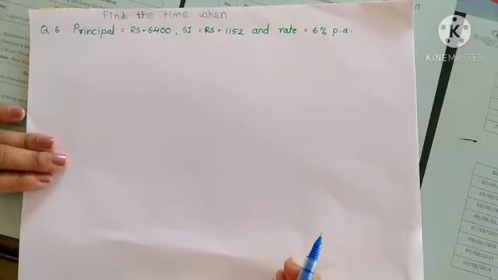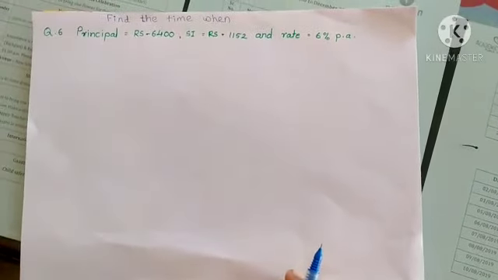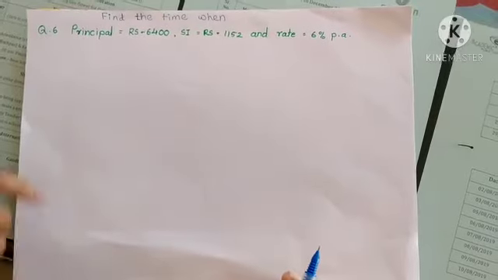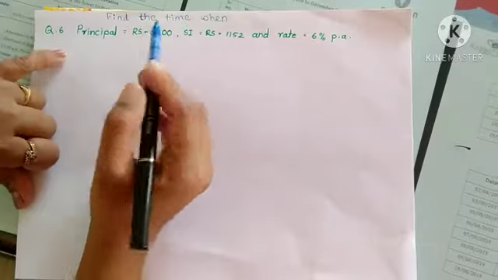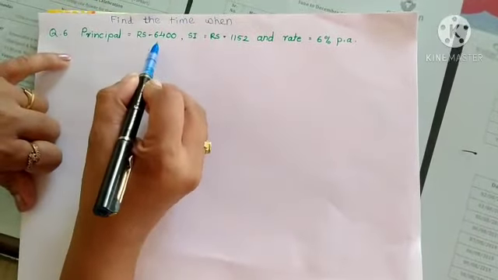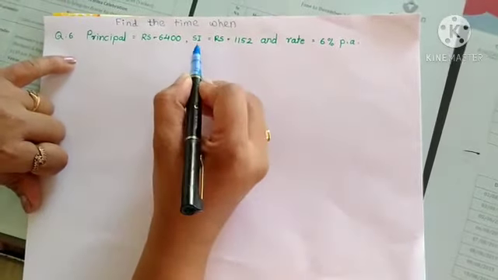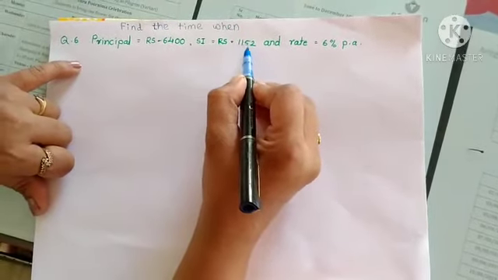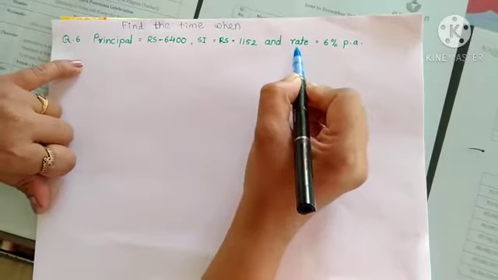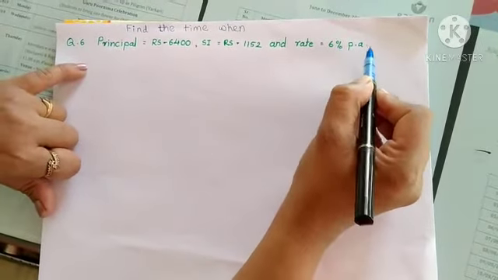Hello students, today we are going to solve exercise number 12a, question number 6. Here we have to find out the time. Principal is equal to rupees 6400. SI, means simple interest, is rupees 1152 and rate of interest is 6% per annum.